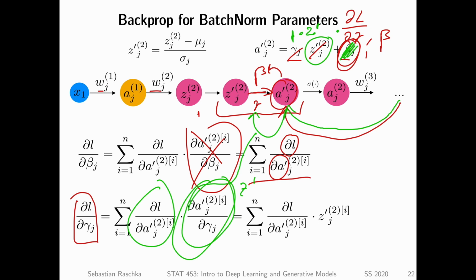Yeah, so this is what I have here on the right side. So this simplifies to this part. So this would be the derivative with respect to gamma. Okay.